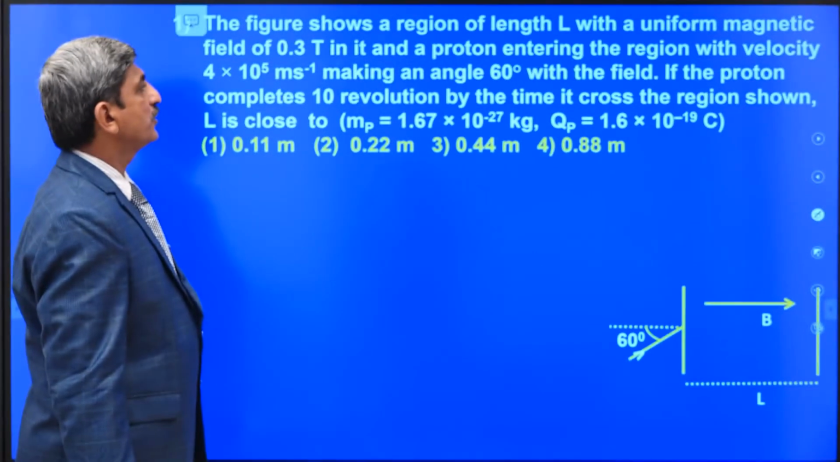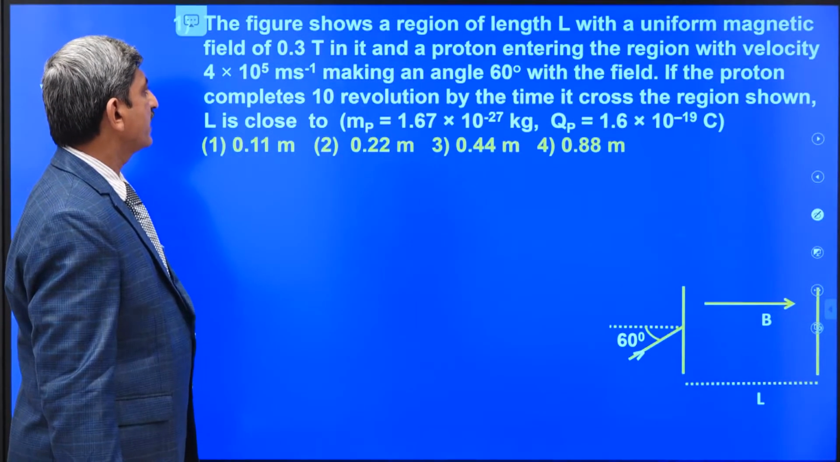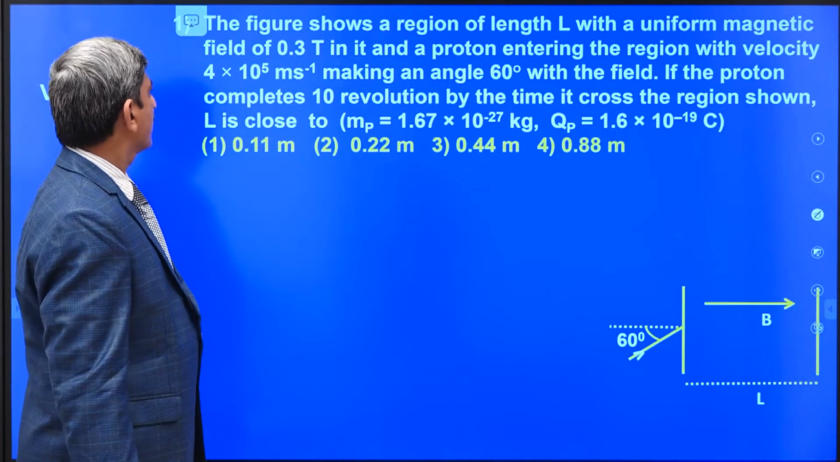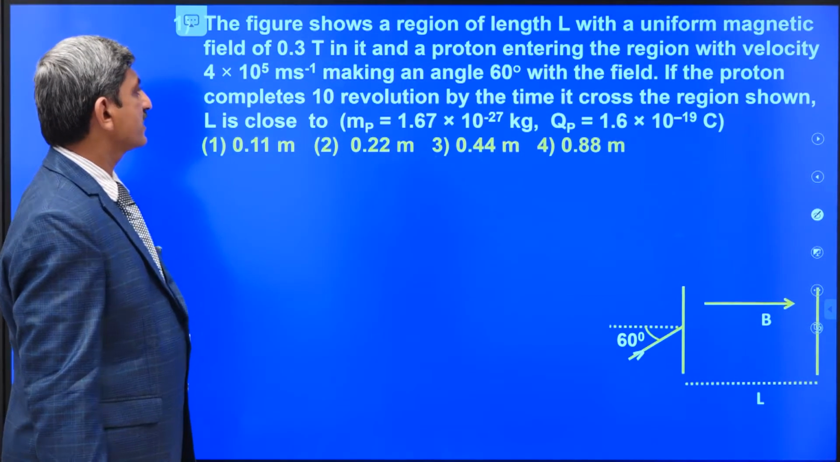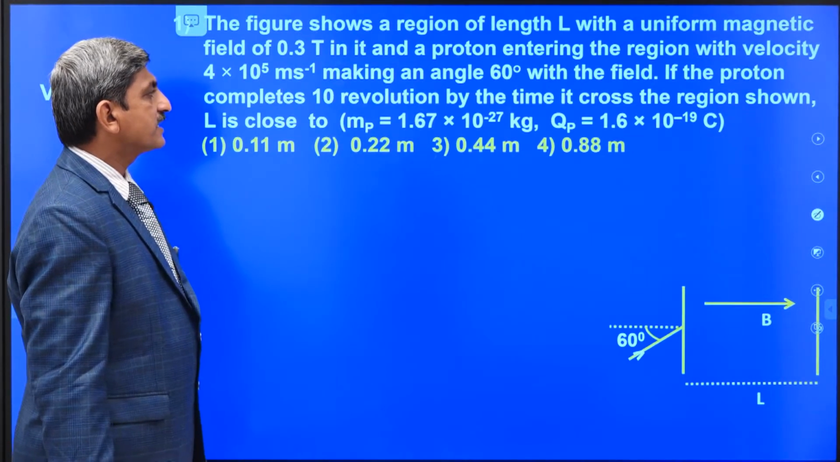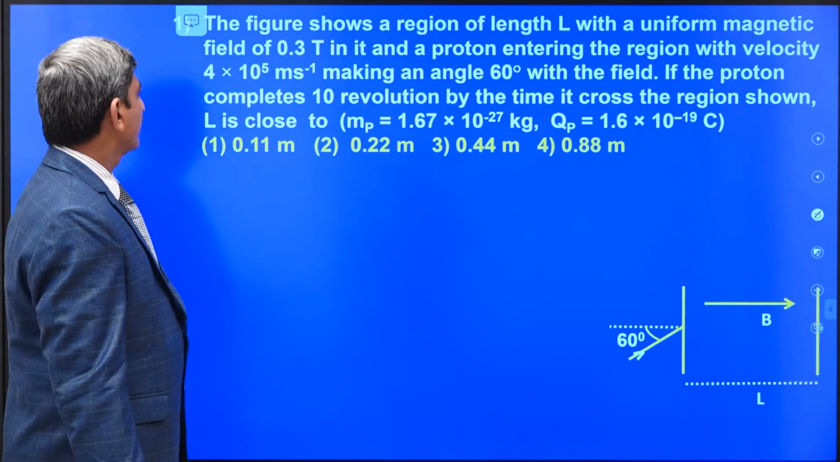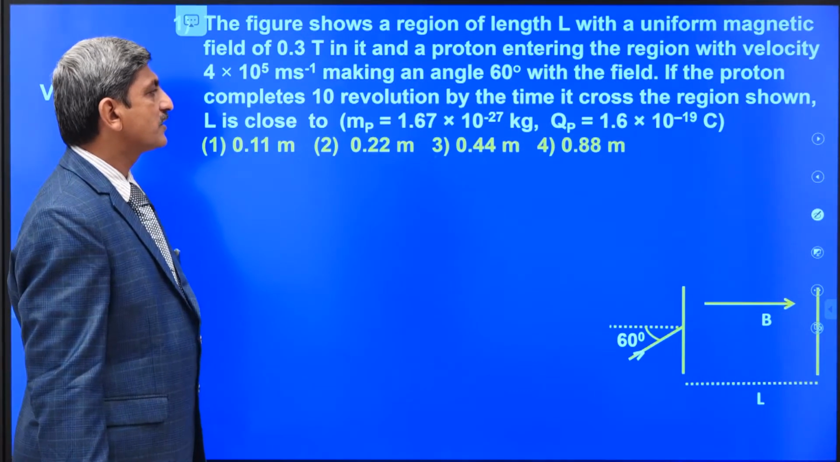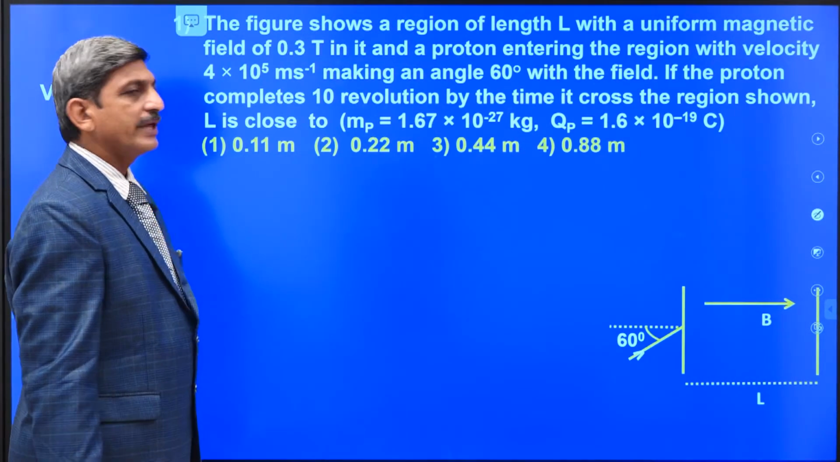The figure shows a region of length L with a uniform magnetic field of 0.3 Tesla in it and a proton entering the region with velocity 4 into 10 to the power of 5 meter per second, making an angle 60 degrees with the field. If the proton completes 10 revolutions by the time it crosses the region shown, L is close to dash.